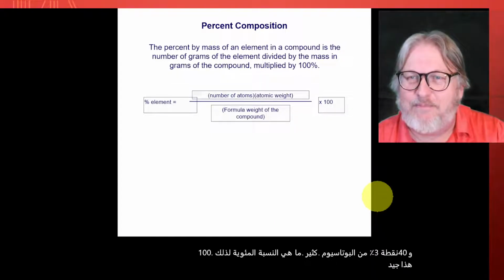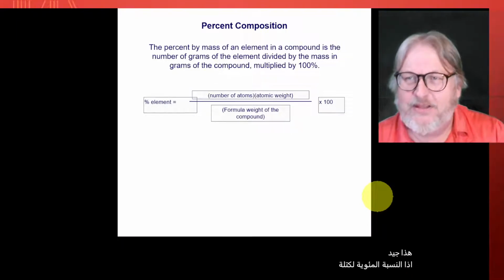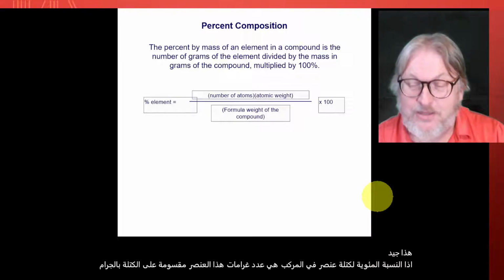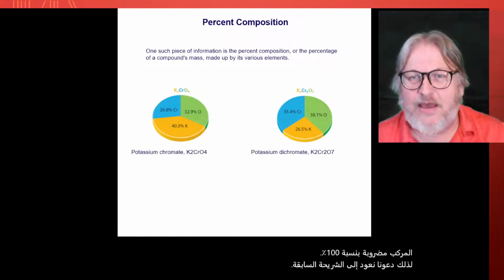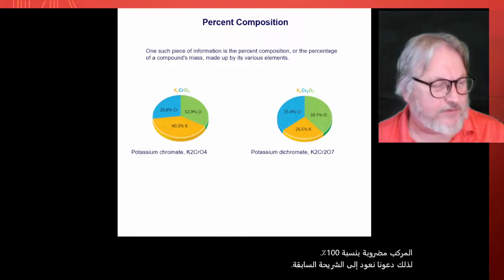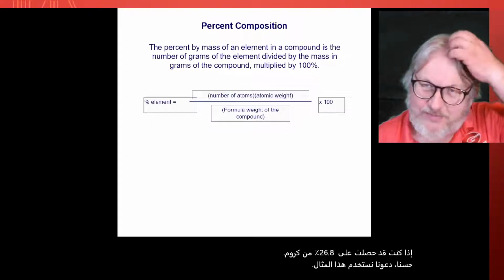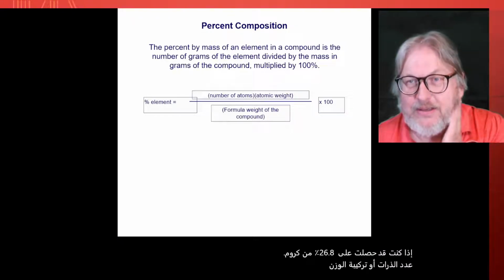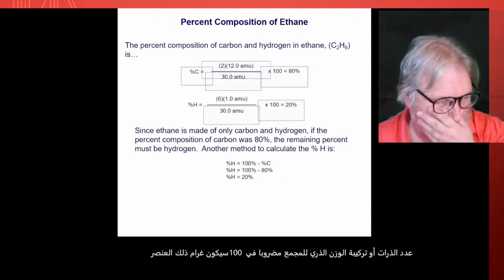The percent by mass of an element in a compound is the number of grams of that element divided by the mass in grams of the compound, multiplied by 100%. So, let's go back to the previous slide. If I've got 26.8% of chrome, let's use that example. The number of atoms times the atomic weight, divided by the formula weight of the compound, times 100, would give the percent of that element. That's a little complicated. Let's play with this one.